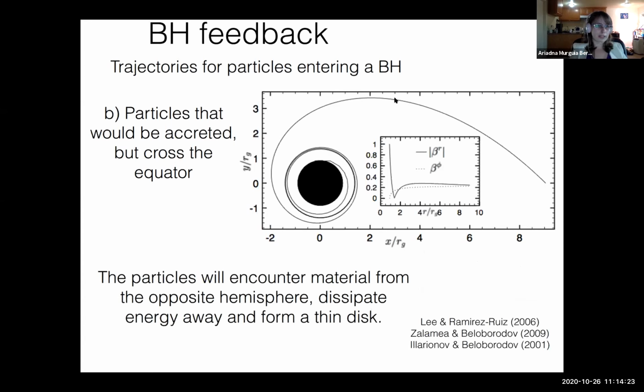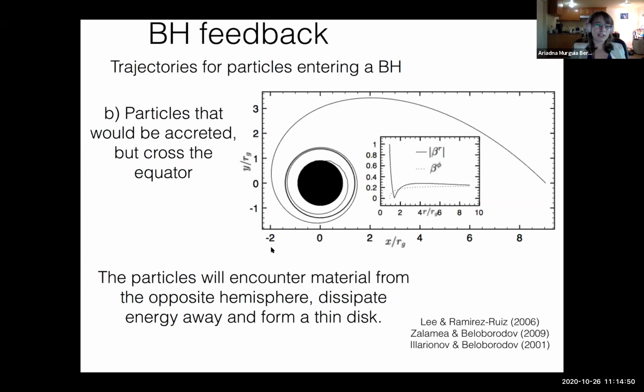So they do something like this. The thing is that if we have a particle coming in at this direction, because of symmetry, we're also going to have a particle that's coming in this direction. And it's going to encounter the other particle right here. There's going to be a cancellation of the vertical momentum, and there's going to be dissipation of energy. This will form a thin disk, and it will orbit the black hole a bit more.